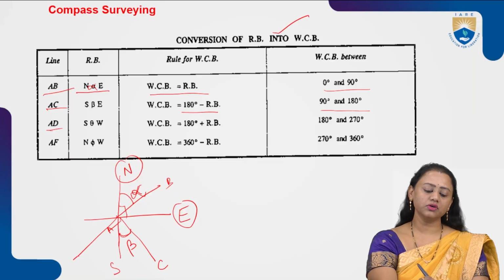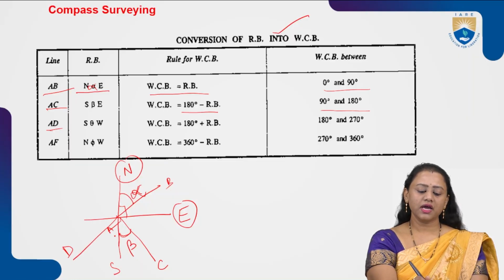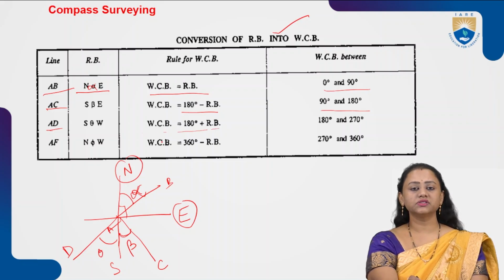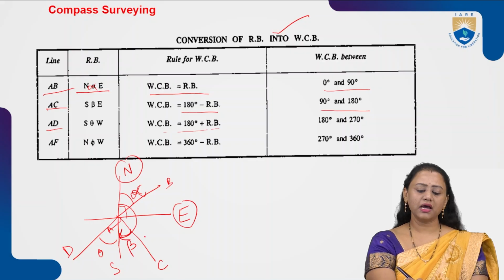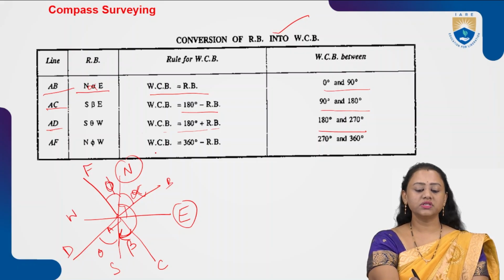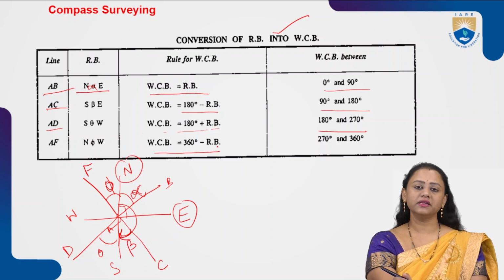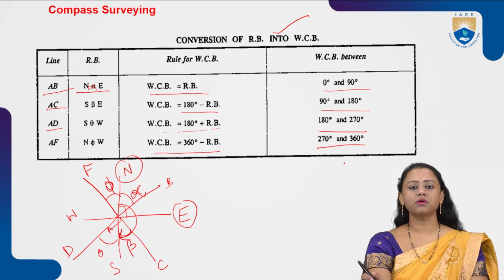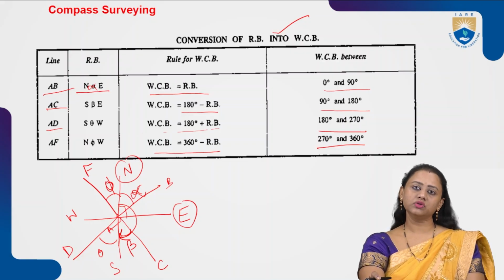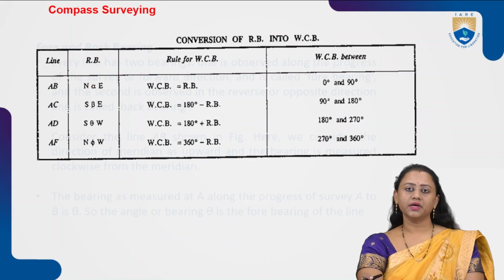Line AD is in the third quadrant, and the angle is going to be theta. Then the whole circle bearing is going to be 180 degrees plus the reduced bearing, that is going to lie in the range of 180 degrees to 270 degrees. There is a line AF, and the angle being phi in the northwest quadrant. So the whole circle bearing is equal to 360 degrees minus the reduced bearing, and the range lying from 270 degrees to 360 degrees. So this is the conversion of a reduced bearing into a whole circle bearing.